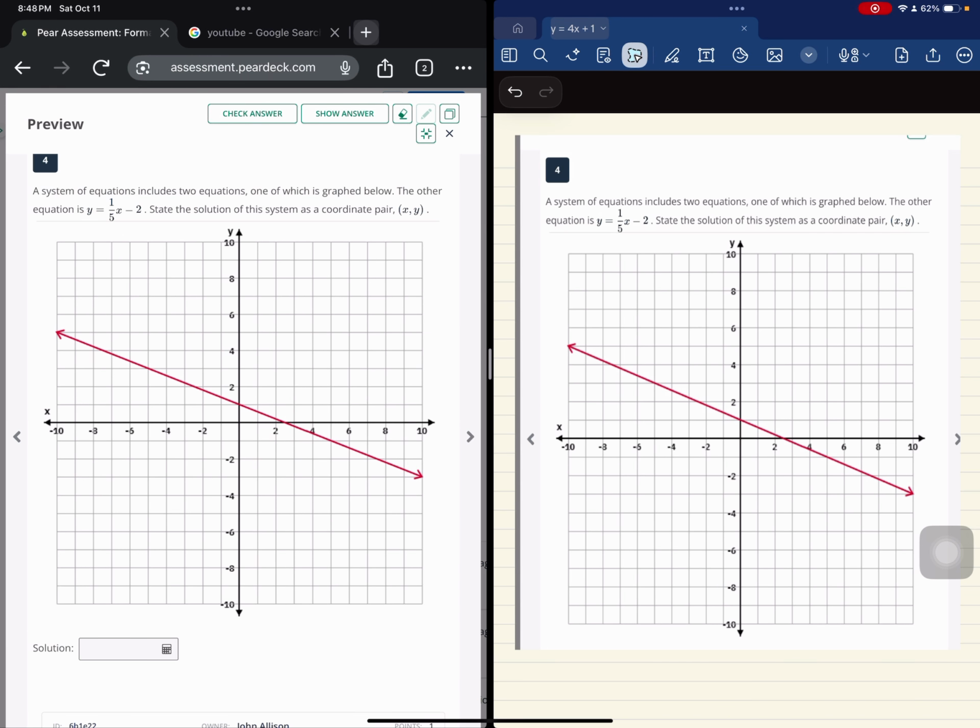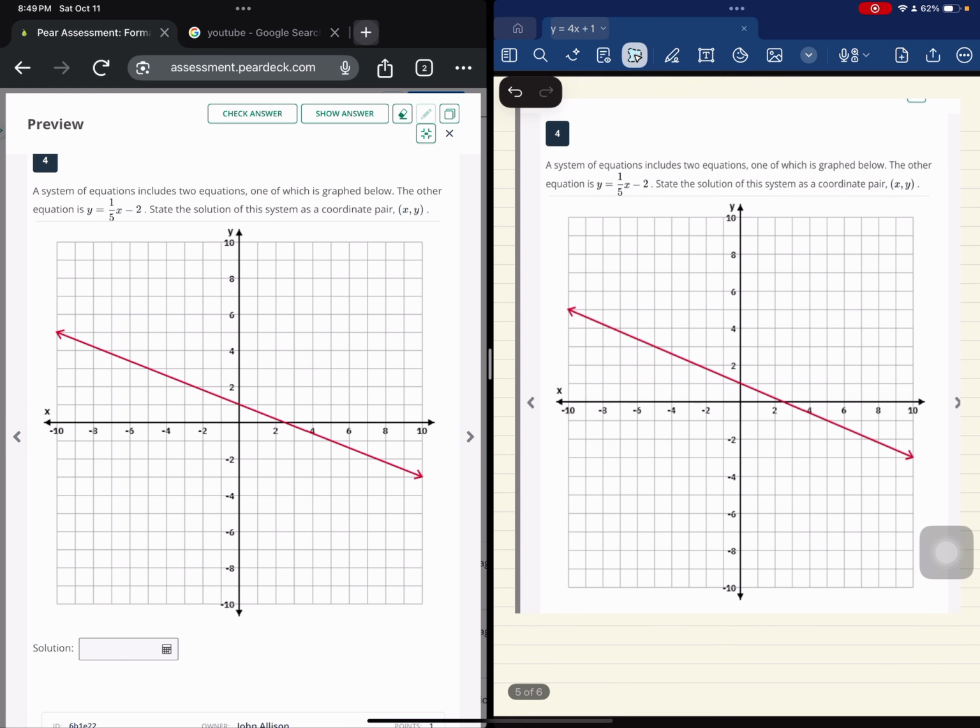A system of equations includes two equations, one of which is graphed below. The other equation is y equals 1/5 x minus 2. State the solution of this system as a coordinate pair (x, y).